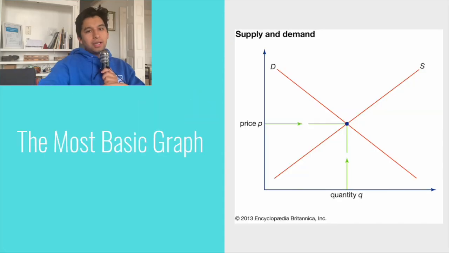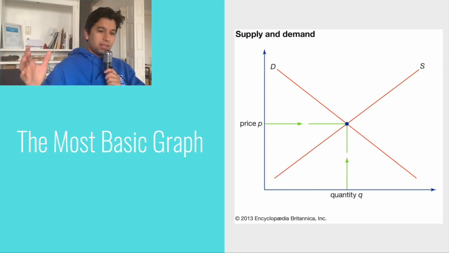And I think we all kind of understand this graph right here. There's a quantity that is being sold. There's a price in the market that is being sold at. And then we also have the supply and demand curves, which we kind of don't understand where they come from, but I'll get into that today.